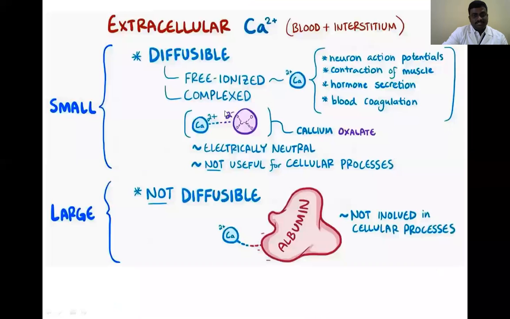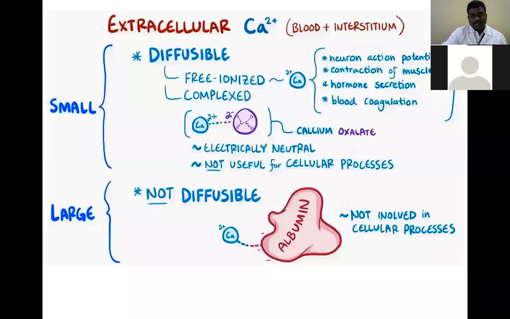So that was about intracellular calcium. Next one is extracellular calcium, whatever calcium is present outside the cell. Extracellular calcium is mainly of two types: diffusible and not diffusible. Diffusible ions are small in size. These others are not diffusible because they are larger in size. First is diffusible calcium, which includes free ionized calcium and complexed calcium.